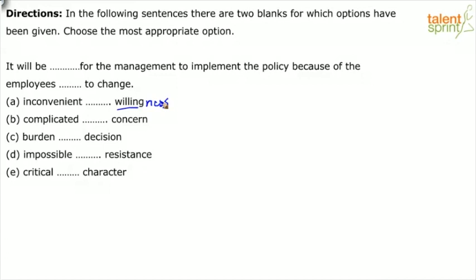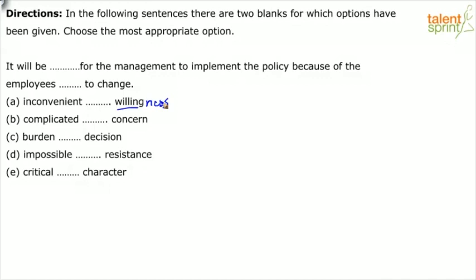It will be burdensome for the management to implement, not in the right form, because of the employee's decision to change. Yeah, the second blank seems fine, but then again, I can't use it because the first blank, the word, is not in the right form. D: It will be impossible for the management to implement the policy because of the employees' resistance to change. Resistance means they're not willing to change, right? So, resistance to change, in fact, is a grouping of words. We've heard people use that in various contexts. When we read something, we've come across this expression, resistance to change. It's a collocation, right? So, seems like our best bet, option D.